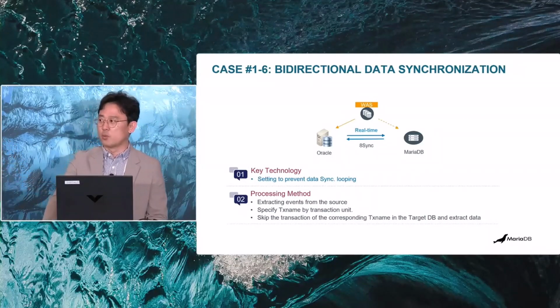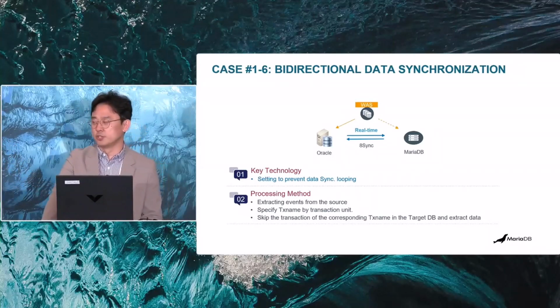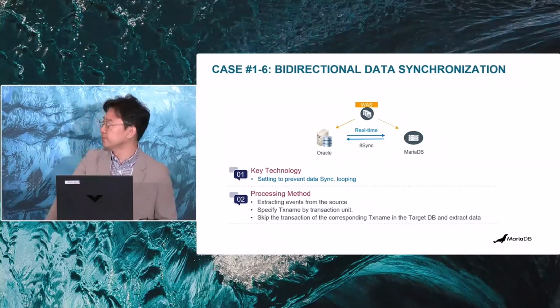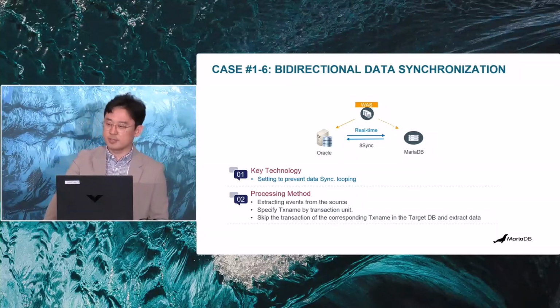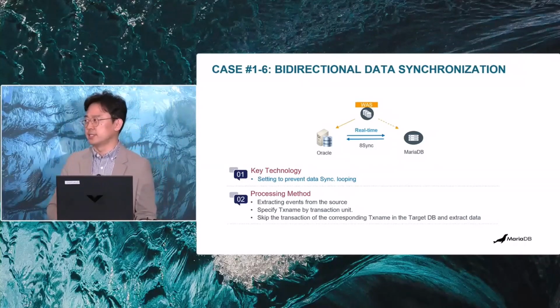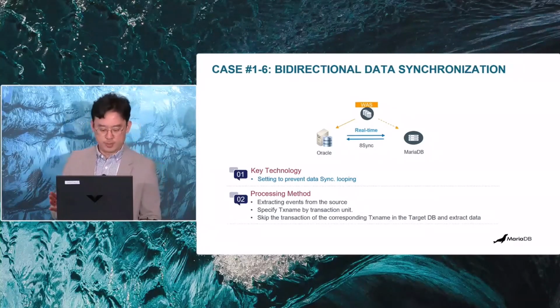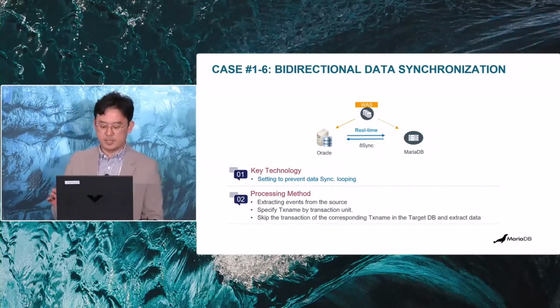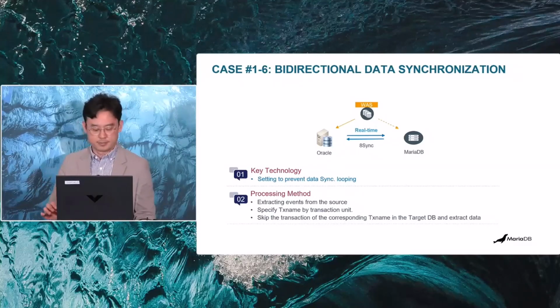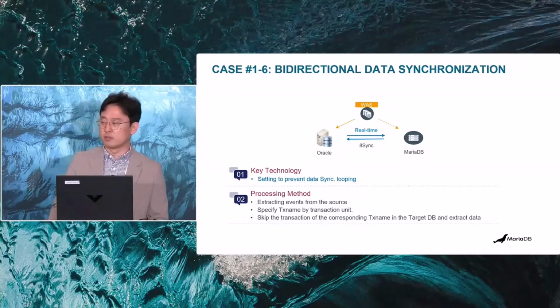In this chapter, we will discuss one of the key technologies used in bidirectional synchronization. The key point in bidirectional synchronization is preventing data from looping. First, we extract the event of changed data from the source database. Then, we specify the text name at the transaction level. And finally, in the target database, we skip the specified text name transaction and extract the data. By following these steps, we are able to prevent the looping of data.